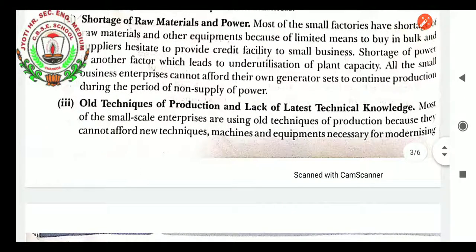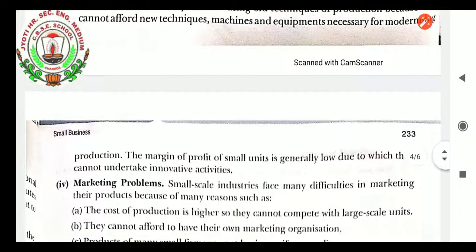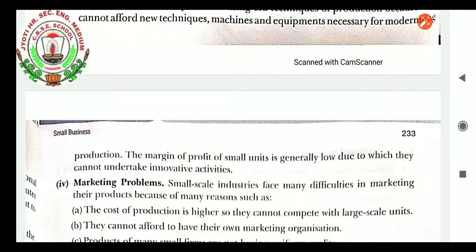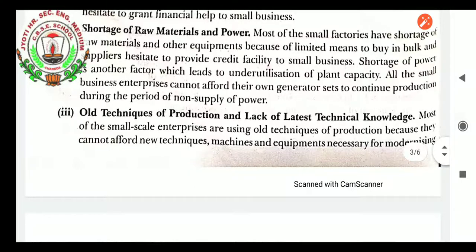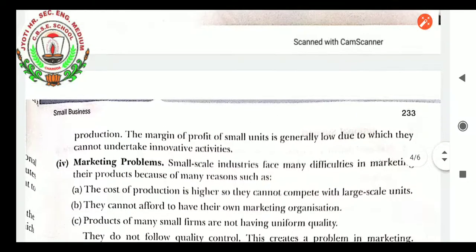Old techniques of production and lack of latest technical knowledge. Most of the small scale enterprises are using old techniques of production because they cannot afford the new techniques, machines and equipment necessary for modernizing production. The margin of profit in small scale units is generally low, due to which they cannot undertake innovative activities. As I already said, years and years they go on with the old techniques of production. They are not able to change to the new techniques of production because of financial capacity.